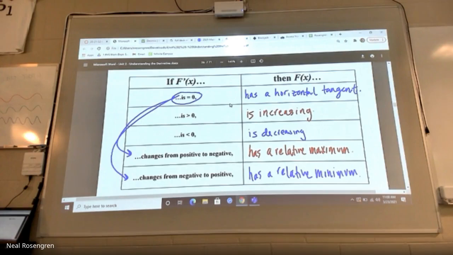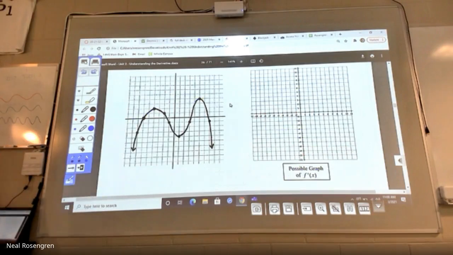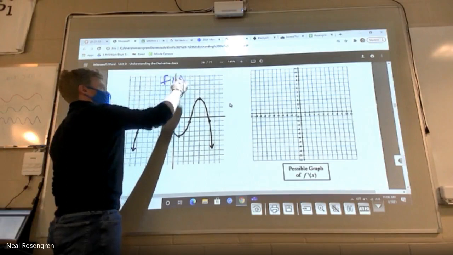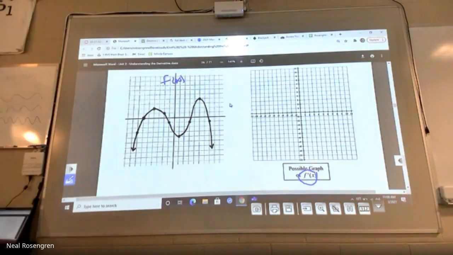Okay. Now the fun kind of takes a turn. And it gets a little bit more challenging when we try to do it graphically. Now, this graph on the left, this is f of x. They're giving us the graph of a function. And what they want us to try to do is come up with a graph for the derivative.